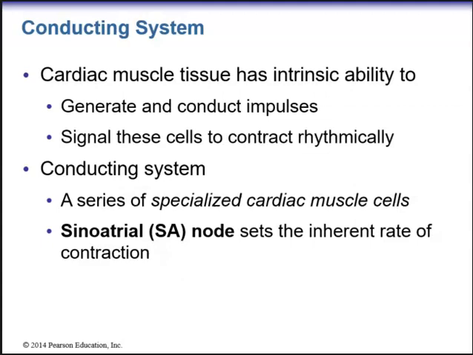Hey everyone, it's Dr. Marcon, and this is part two of chapter 19 on the heart. We're going to start off with the conducting system of the heart.